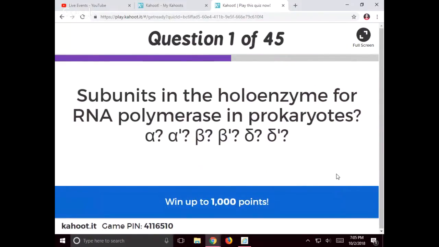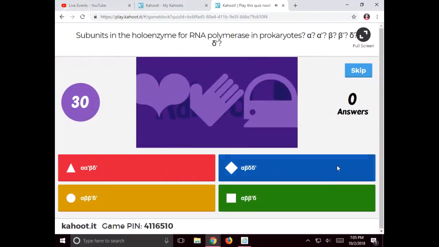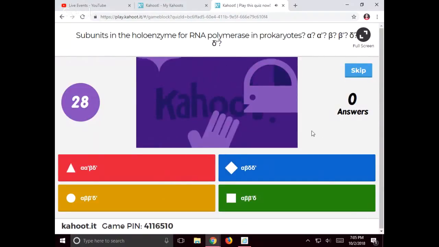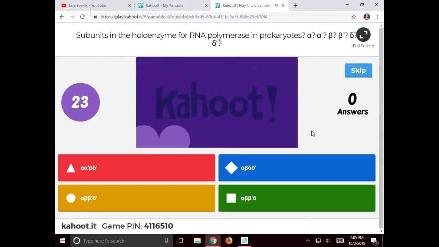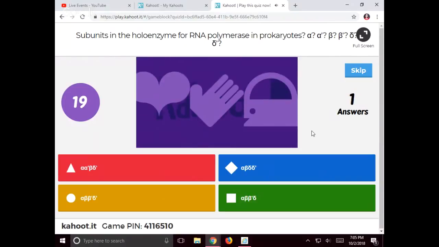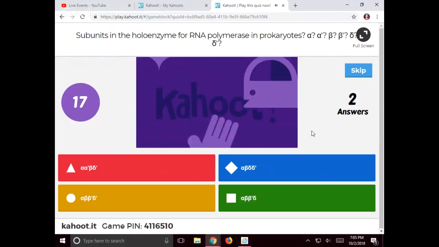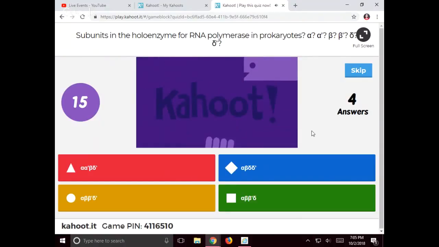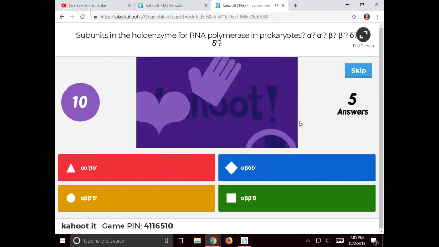All right. The subunits in the holoenzyme for RNA polymerase in prokaryotes. So, do you guys know? This one is the hardest one, and it's a sub note in her notes, and it's in the book. Just take a guess. I'm just going to throw out that this one is the hardest of them all.